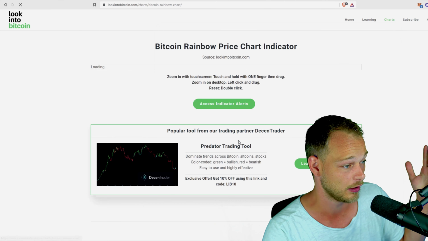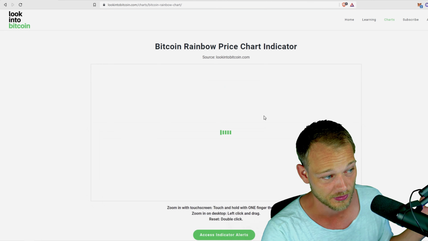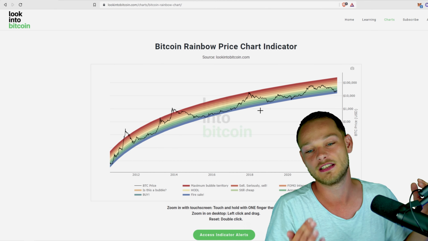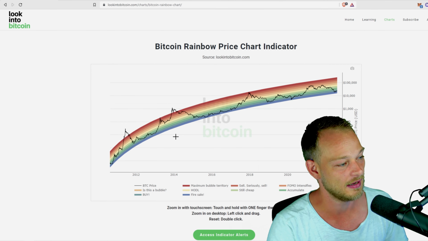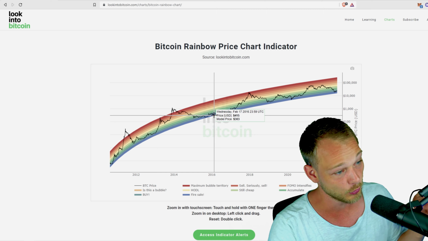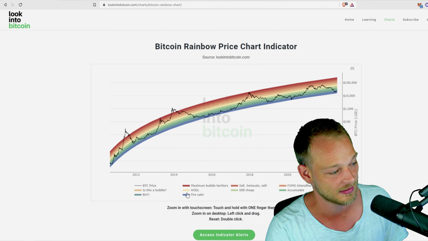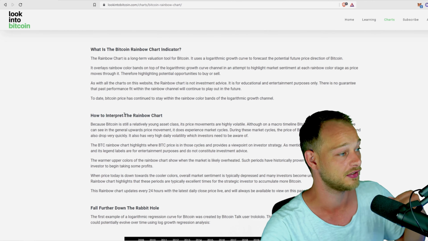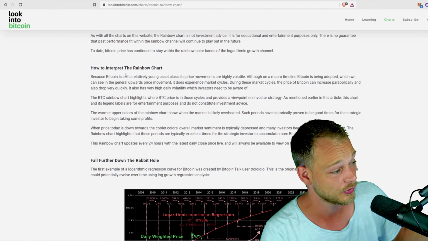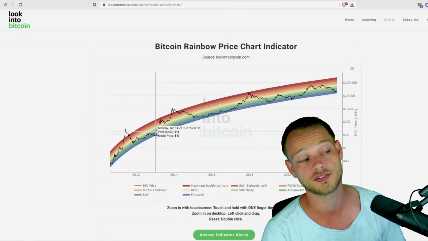You have the Bitcoin rainbow price chart indicator, for example, and this is just showing when it's a good time to buy or when it's not a good time to buy. Every time we are in the blue zone, even the green zone, you see right here exactly what it means. And if you scroll a little down, you see way more explanation. What is the indicator? How to use the indicator? A lot of stuff, right?